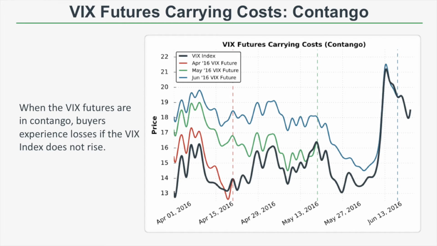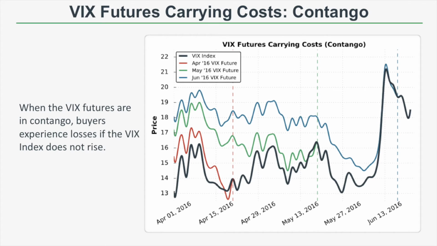Now I said before that longer term contracts typically have higher carrying costs. So if you bought the April VIX future for 15 and it converged to the VIX index at 13, you would lose 2 points on that VIX futures contract. Now, if you instead bought the June VIX futures contract for 18, you would lose 5 points on that contract as it converged to 13. So, if you're buying longer term VIX futures contracts when volatility is low, just know that if volatility does not increase, your loss will be greater than if you had bought a more near term VIX futures contract.